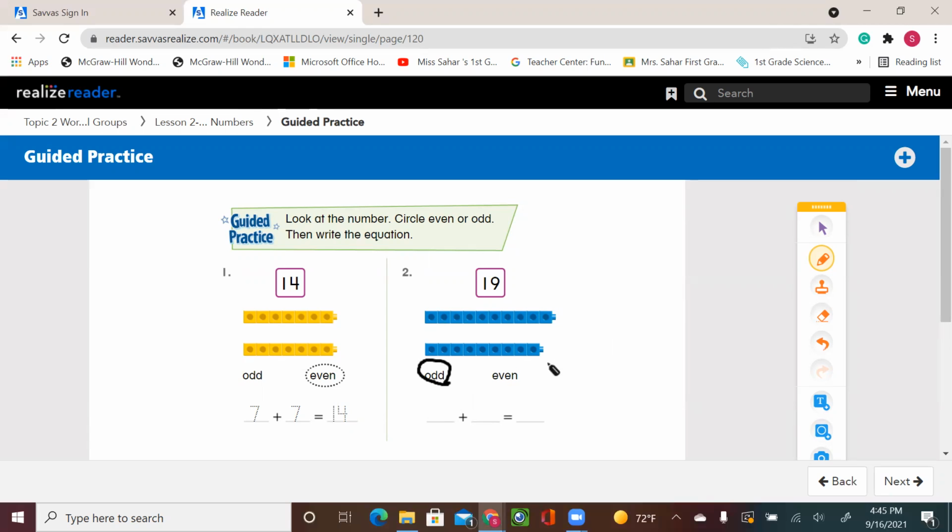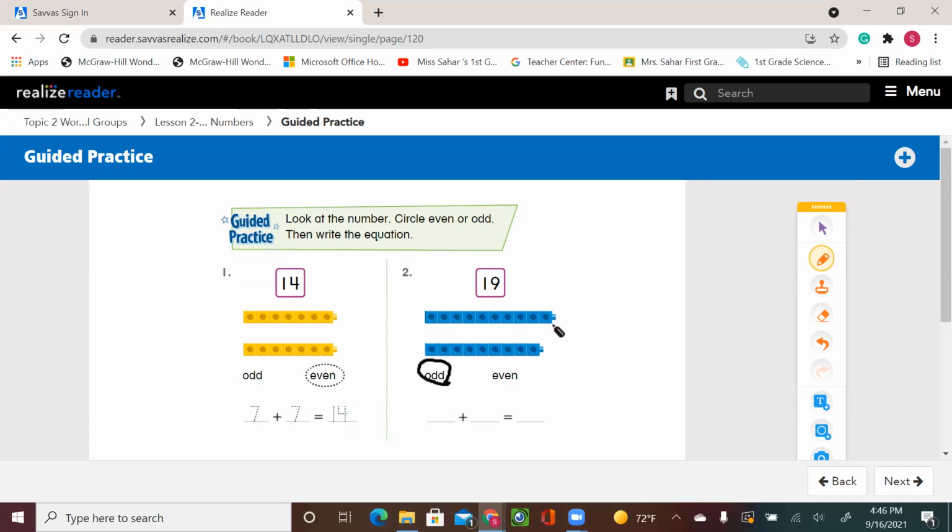Okay. So what we learned today is that if you have an even number, that means you can split them or break them into two equal parts. But if you have an odd number, you cannot have equal parts.